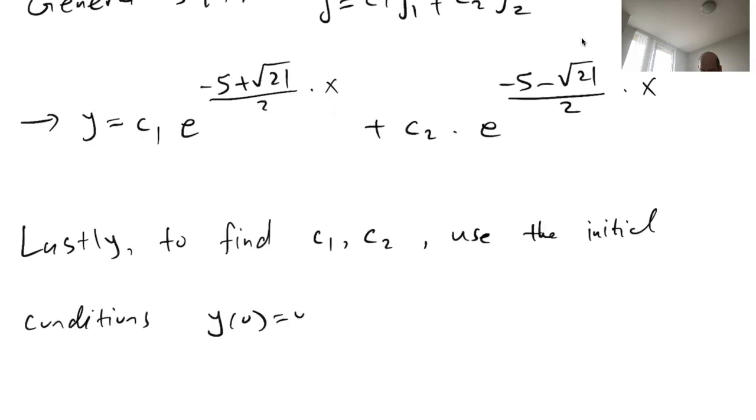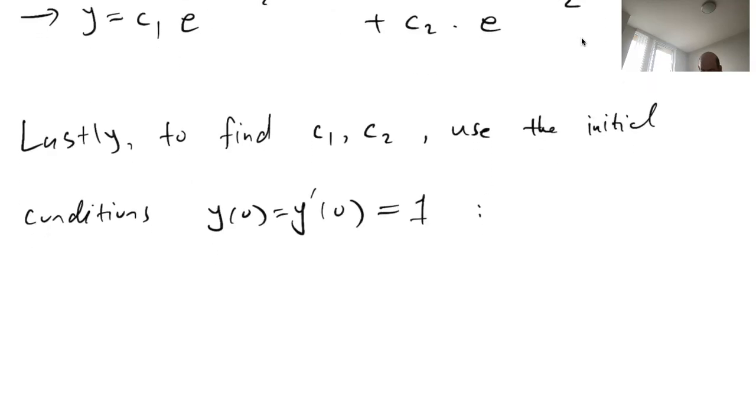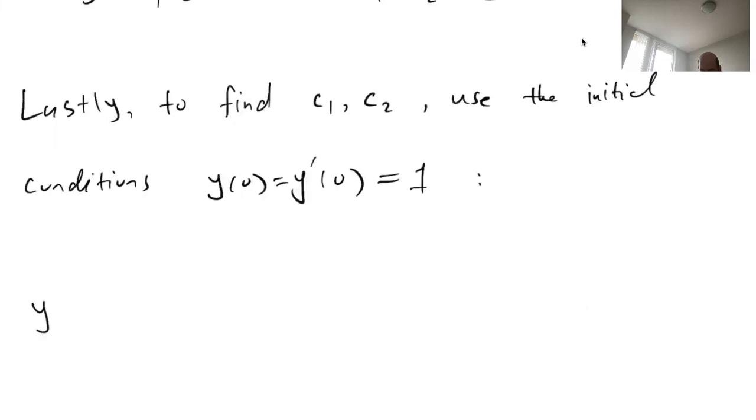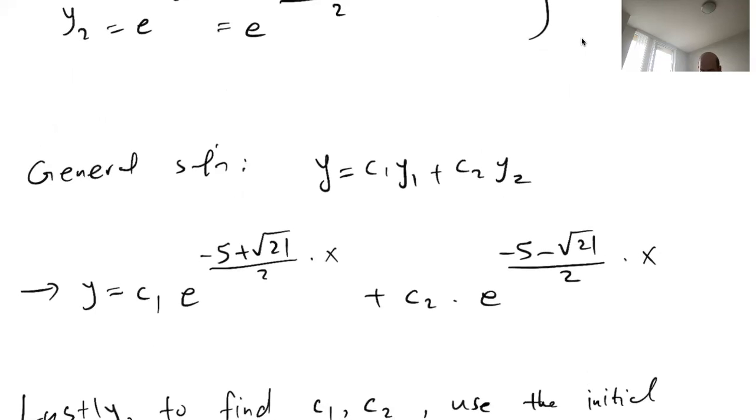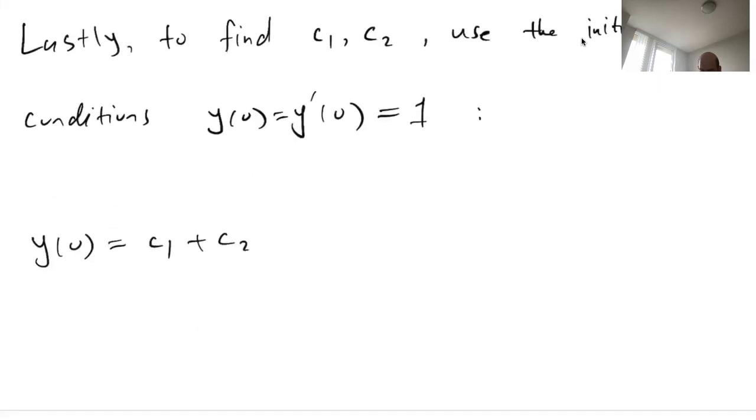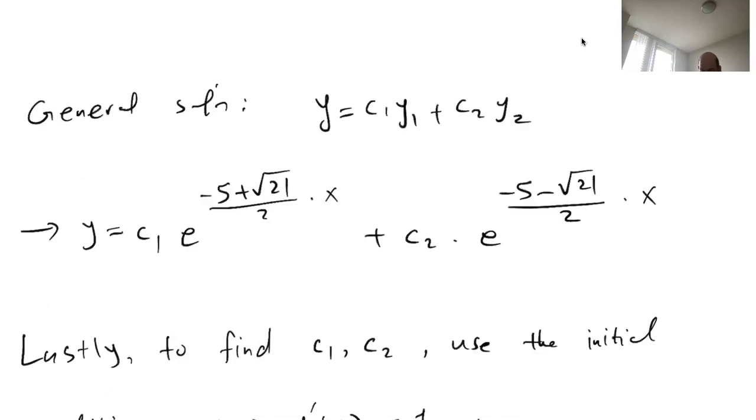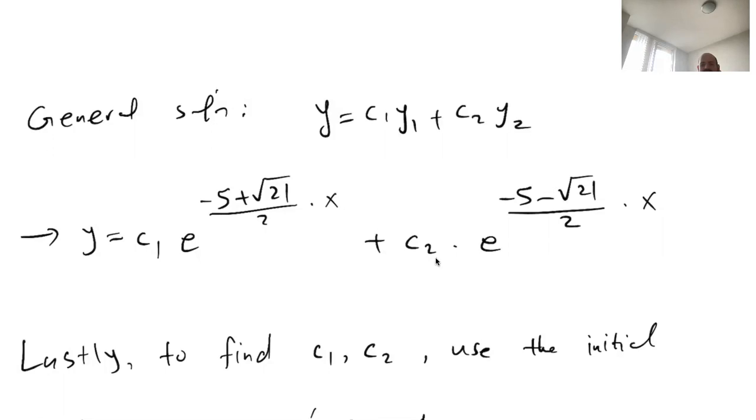y of 0 equals y prime of 0 equals 1. So y of 0 is c1 plus c2, so c1 plus c2 equals 1. This is y, so at 0 it's simply c1 plus c2, because if x is 0, then this will be e to power 0, which is 1. This will also be e to power 0, which is 1. And then I'll just get c1 plus c2.